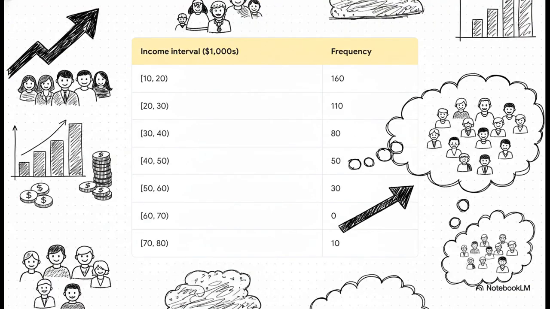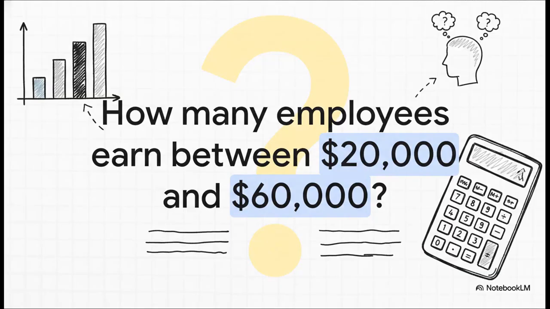Okay, so here we have a frequency table that shows the salary distribution for a company with 440 employees. The income is in thousands of dollars. We can see right away that 160 workers earn between $10,000 and $20,000. So looking at this table, I have a quick question for you. How many employees at this company earn between $20,000 and $60,000? Go ahead and take a second, see if you can figure it out from the table.